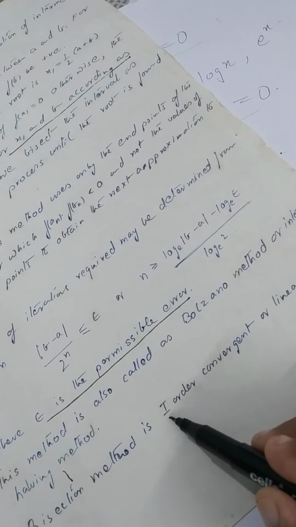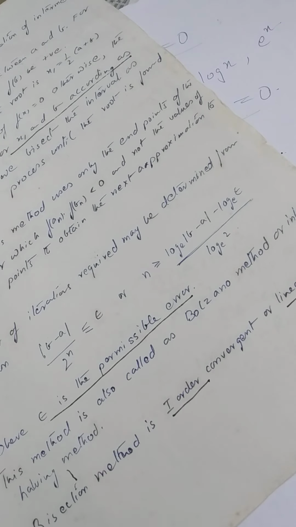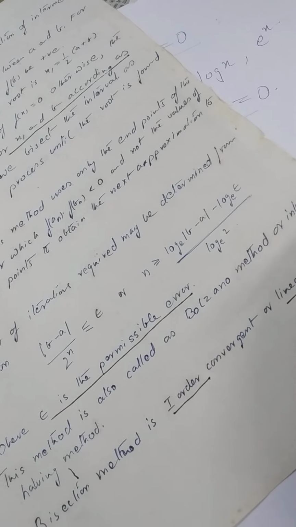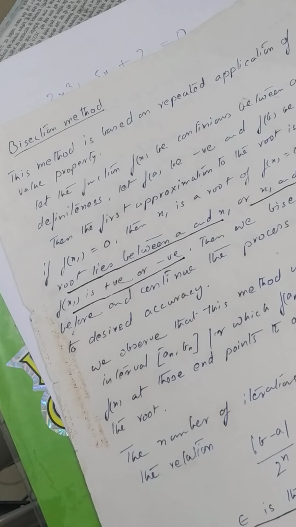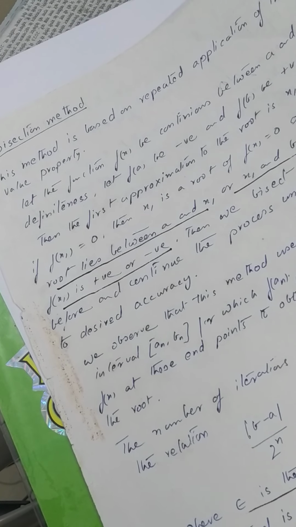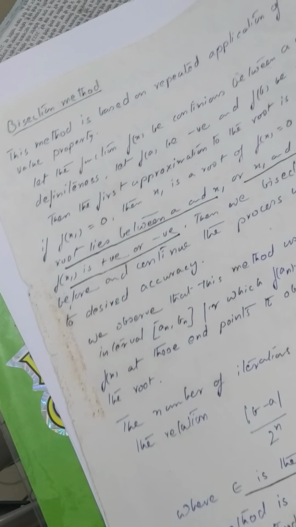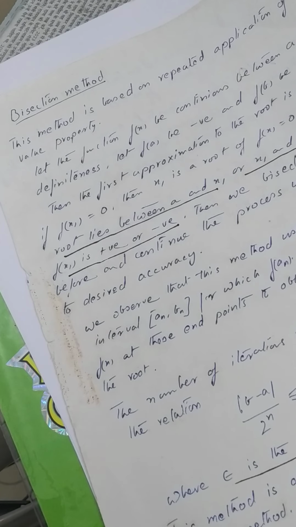The bisection method is first order convergent or linearly convergent. It means that by using the bisection method, if you are solving a question, it will take more and more time to reach the root of desired accuracy. Is that clear? Now we are going to start the questions on the bisection method in my next video lecture. Okay, thank you.